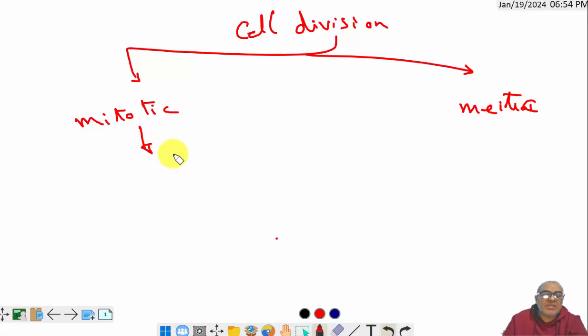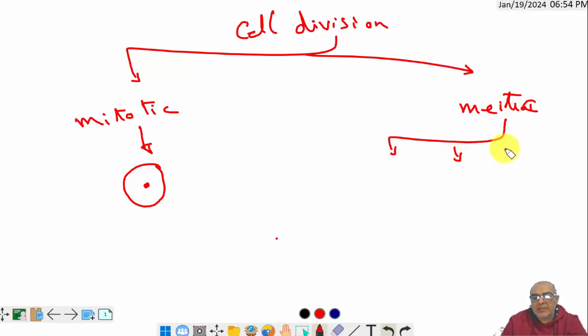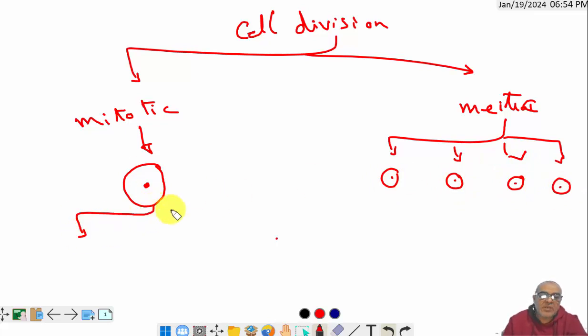Mitotic division keeps the hereditary substance and gives cells that carry the same hereditary substance. Meiotic division gives 4 cells, each of them carrying half of the hereditary substance. Here it gives 2 cells carrying the hereditary substance of the parent cell.